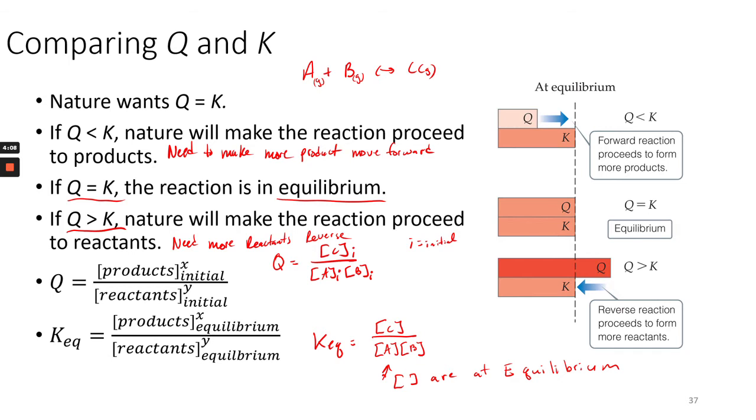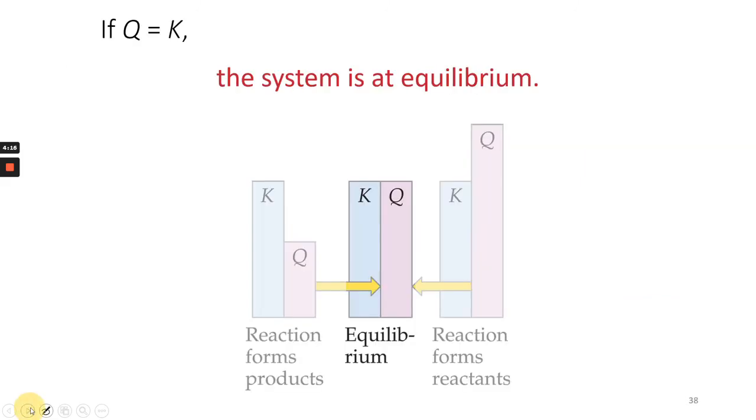So this is if you're starting with random concentrations of all of these, and then you need to know which way the reaction is going to go. It's kind of handy, actually. So again, if Q equals K, they are equal. You're at equilibrium, so the reaction is not going to shift one way or the other.